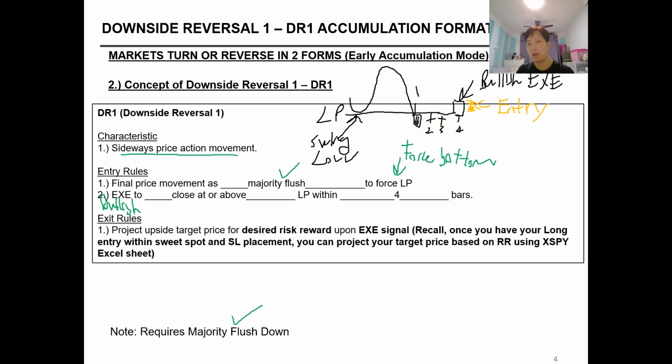Stop loss will be, for me, I always put at the immediate swing low. Let's say this is the immediate swing low. This will be my stop loss. So you have your entry and the stop loss. You can project your target, right? Let's say it's a 1:2 projection. Okay, so again, structure, EXE, sweet spot entry, projection of target. Okay, and of course we're going to check over here for whether there is the existence of majority MF. In short, it's called MF for majority flush.